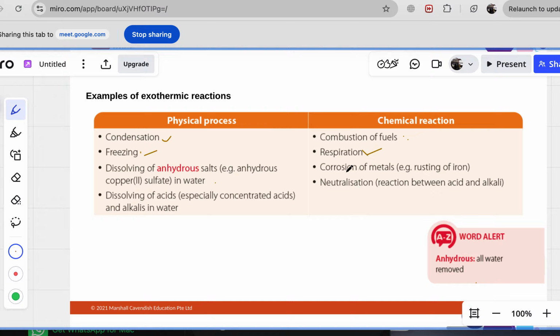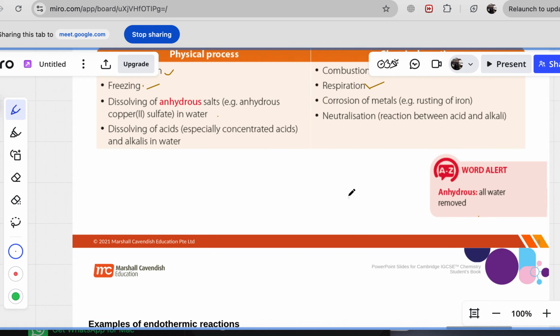Now, corrosion of metals, like the rusting of iron. Rusting is an exothermic reaction. And neutralization reaction, all neutralization reactions. What is neutralization reaction? Neutralization reaction is the reaction of acid and alkali. Acid reacts with alkali to form salt and water. It is an example of exothermic reaction.